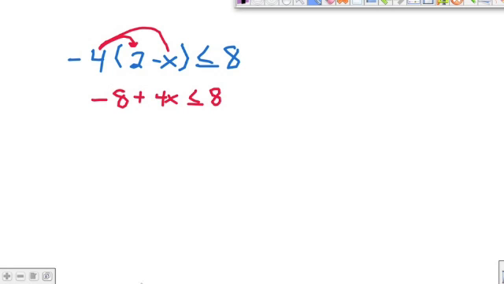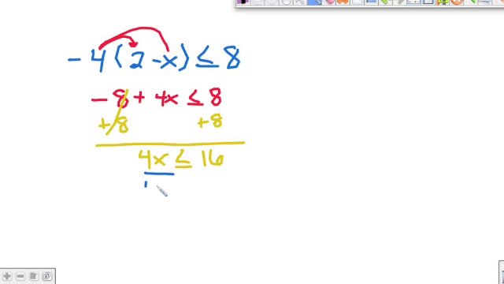To get that variable by itself, I need to get rid of the 8. Right now it's a negative 8, so the inverse is positive 8. So I'm going to add 8 to each side. These 8's cancel, dropping down my 4x. And 8 plus 8 is 16. To get that variable by itself, I'm going to divide by 4. I'm dividing by a positive, so I do not need to flip the inequality. It stays, and x is less than or equal to 4.